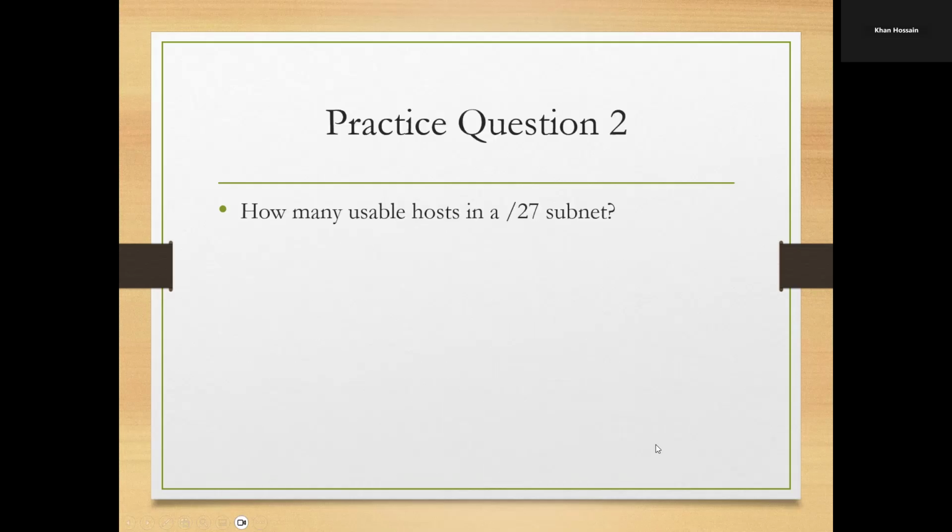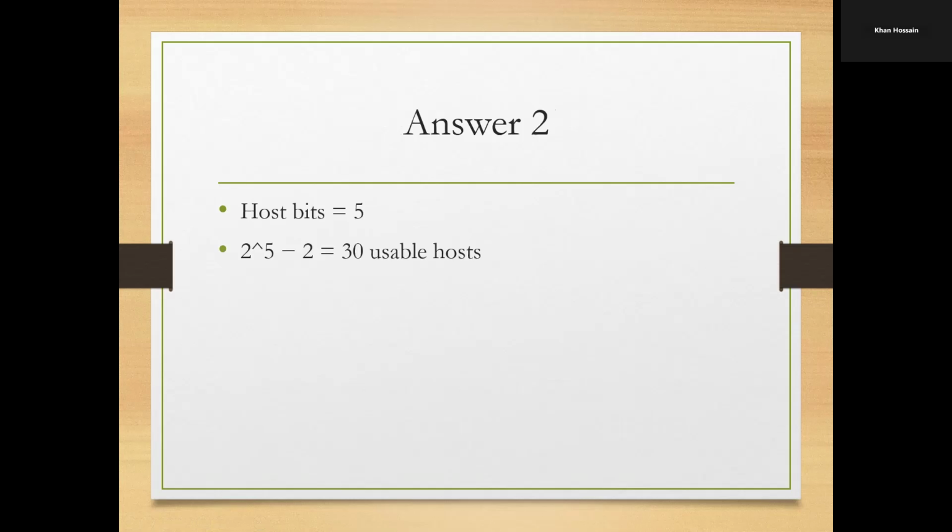Now practice question 2. How many usable hosts in a /27 subnet? The host bits here are 5. How do you get the 5? 32 minus 27 makes 5. So 2 to the power 5 minus 2 equals 30. That is the number of usable hosts.